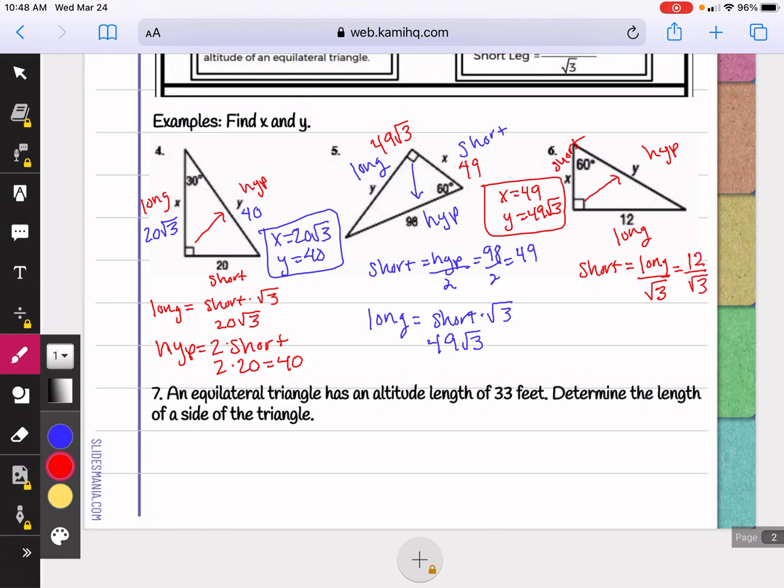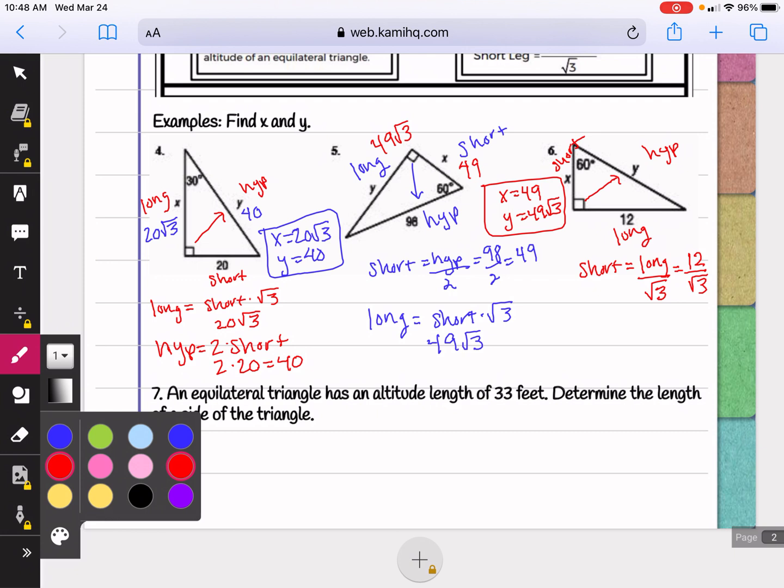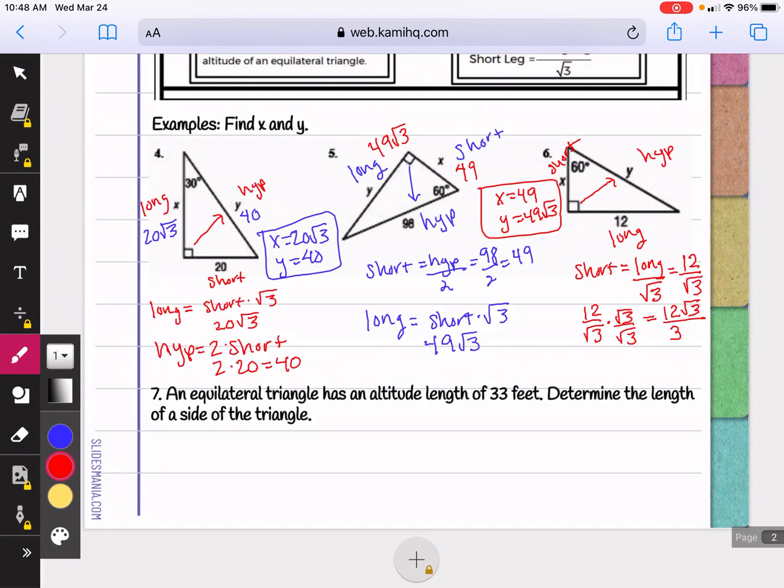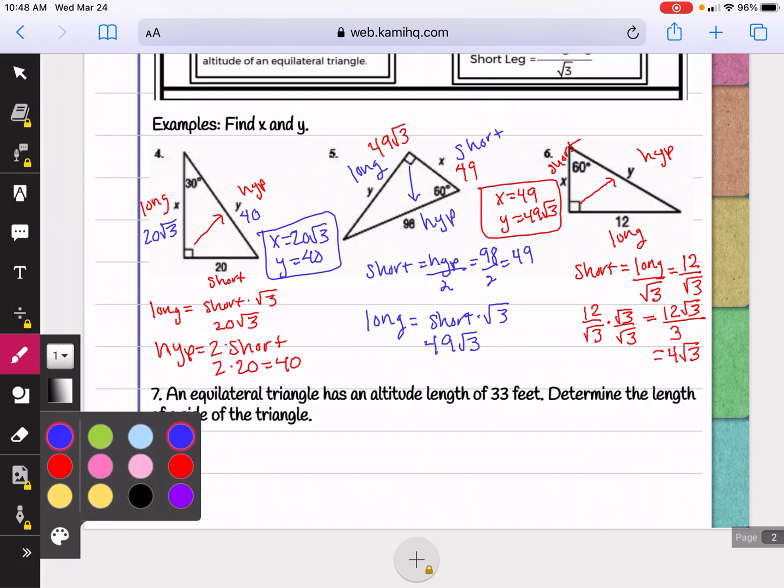If you remember from previous lessons, you don't want a radical in the denominator. So to get rid of that, we're going to have to multiply by root 3 over root 3. So on the top, we get 12 root 3. On the bottom, root 3 times root 3 is just 3. If we divide now, this comes out to 4 square root of 3. So that would be our short leg.